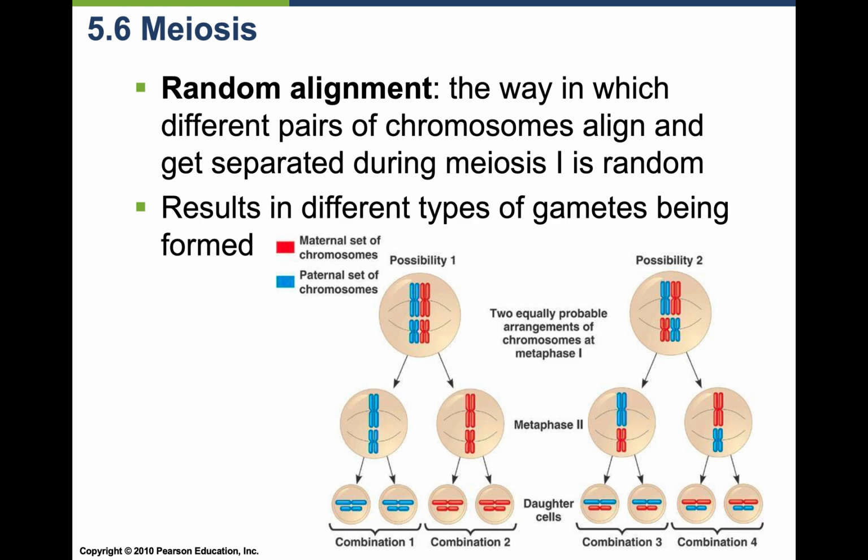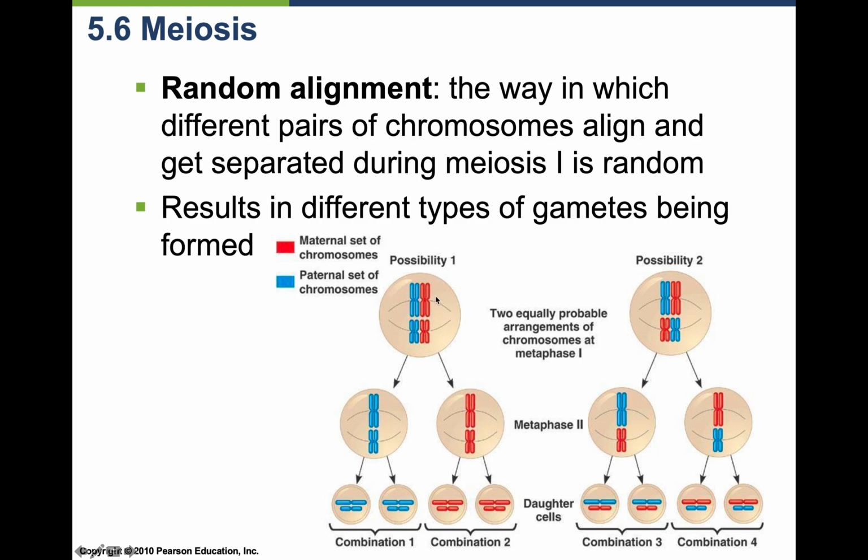Also, there's random alignment. So you have these chromosomes from mom and these chromosomes from dad, but when they get pushed to the middle for alignment, it doesn't matter which side they align. The only thing that matters is that the chromosomes move to the middle. So it can result in different types of gametes just by the way they align.